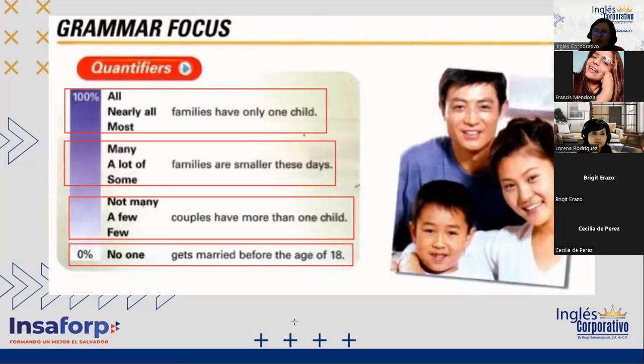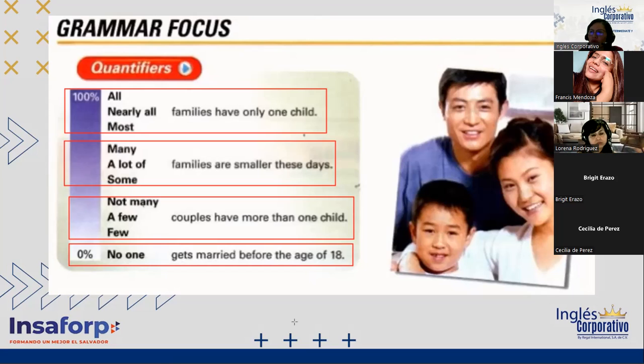Luego tenemos pues el many, a lot of, and some. Esta ya es, pues, no son todos, no son casi todos, no es la mayoría, sino más bien son varias personas que no son pocas, ¿verdad? Por ejemplo, si yo digo many, son muchas, a lot of, muchas, some, algunas. Entonces, obviamente el porcentaje de lo que sea que estamos hablando va a ser menor que el grupito de arriba.